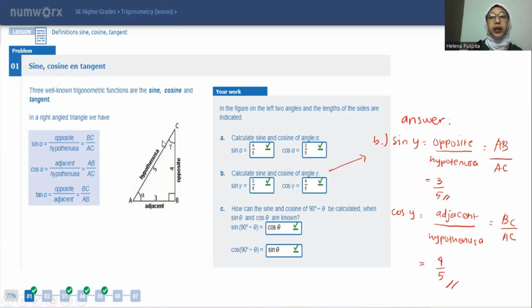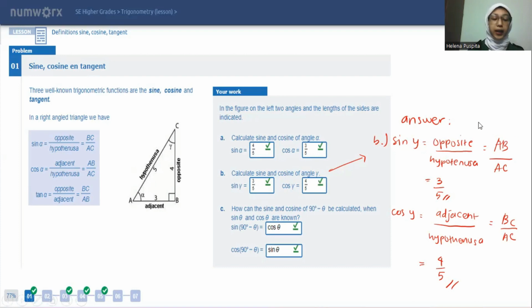Sine gamma equals opposite over hypotenuse, or AB over AC. The solution is 3 over 5. And then cos gamma equals adjacent over hypotenuse equals BC over AC. And the solution is 4 over 5.